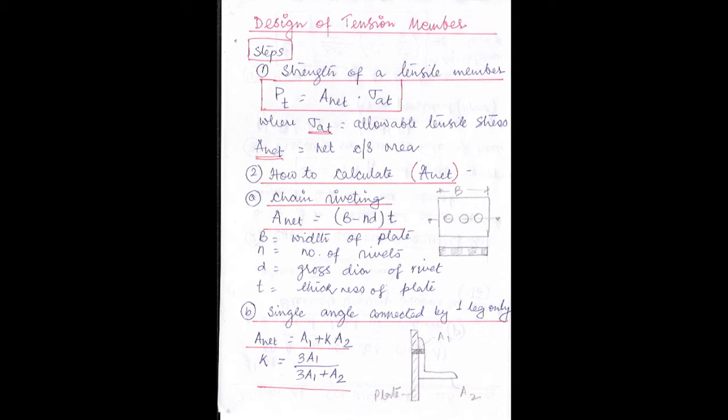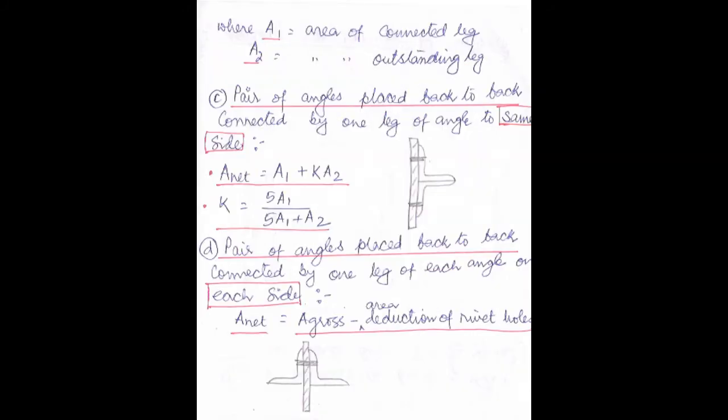Next, the third case is the pair of angles placed back to back connected by one leg of the angle to the same side. Read it carefully, slowly, understand the language. Pair of angles, that means what? How many angles will be there? 2, correct? Pair means 2. 2 angles will be placed back to back, connected by one leg of the angle only to the same side. The key word is the same side.